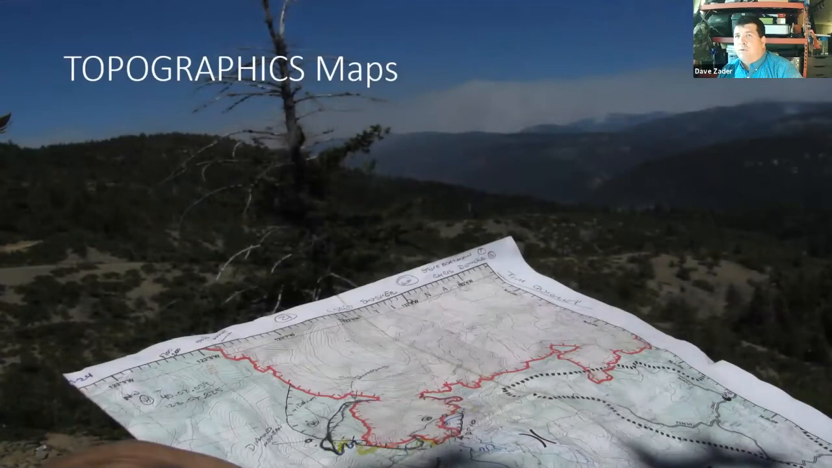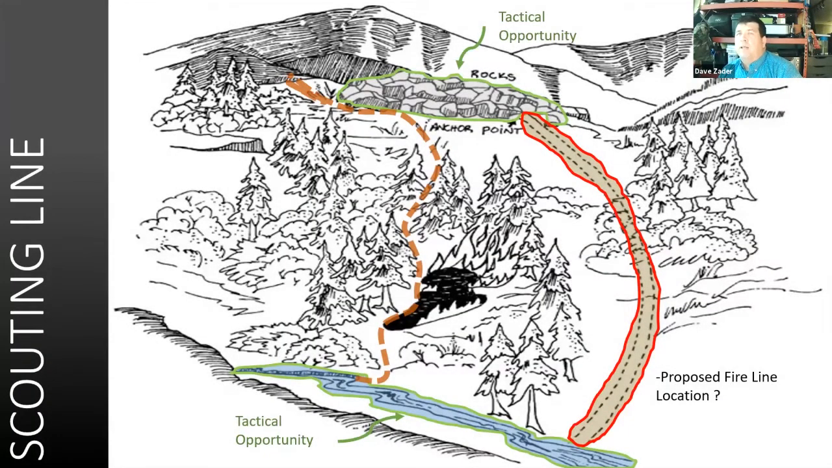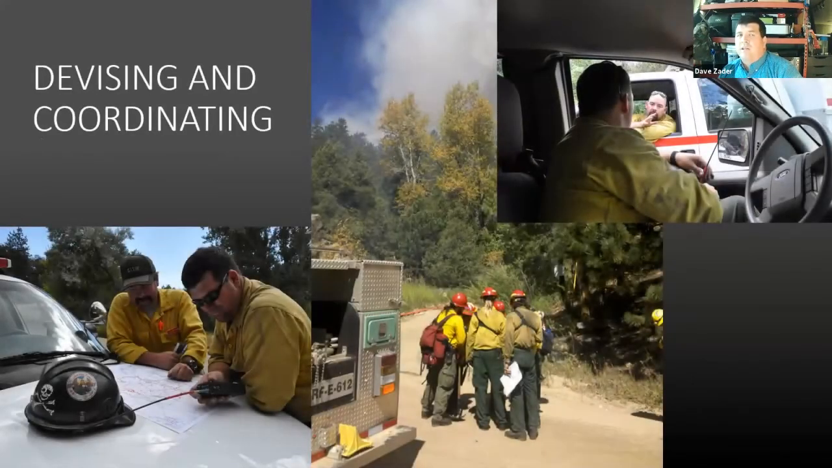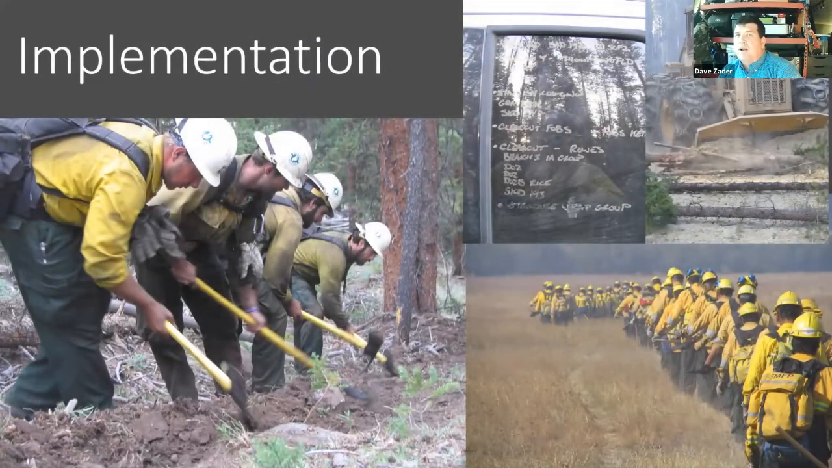Typically, when we are looking for them, we start out with most likely a topographic map. Oftentimes these data sources can be very dated. So we look at the map, get an idea, and then most often we have to go and scout for those features. Once you've scouted for them, you have to come up with a plan. Once you have an idea of where those features are, you have to do a lot of devising and coordinating. Then you have to implement that. You have to get people into the areas. You have to actually construct them.